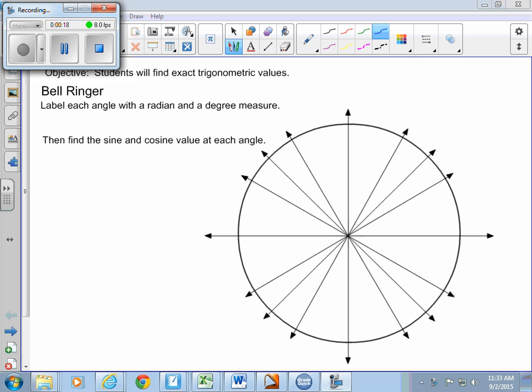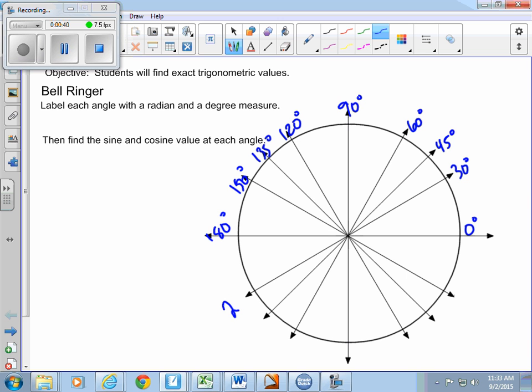Right? So 0 degrees, 30 degrees. You could. And you could do 360.